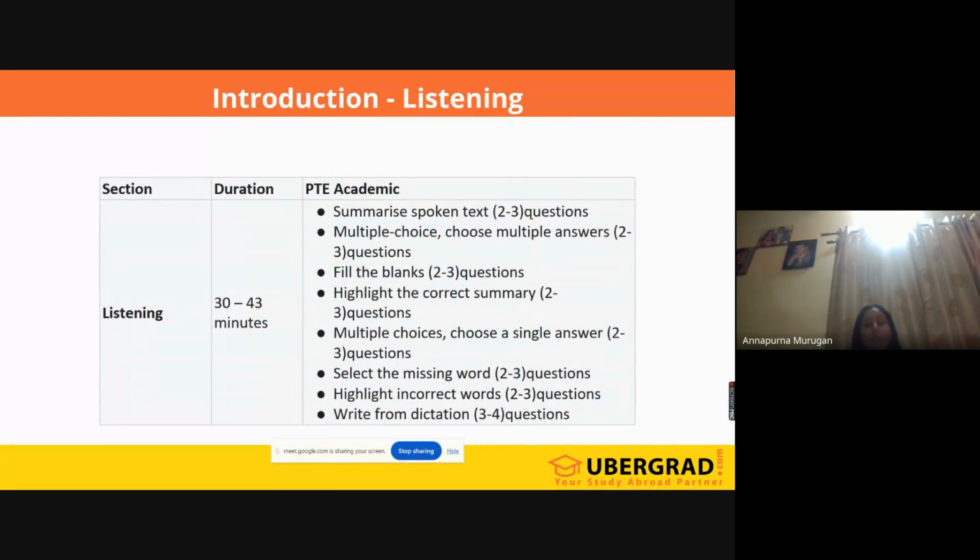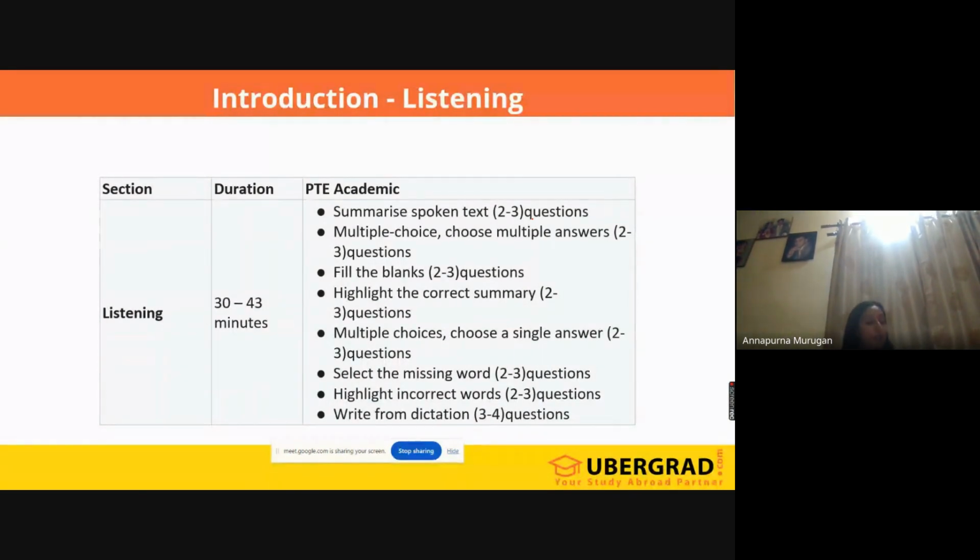So what are those? First is summarize spoken text. In the sense that whatever they will be speaking, you need to summarize and write here. You had the retell lecture. In retell lecture also, you are basically summarizing what the lecturer has presented. Here you will be listening, and you will be presenting in the form of writing.